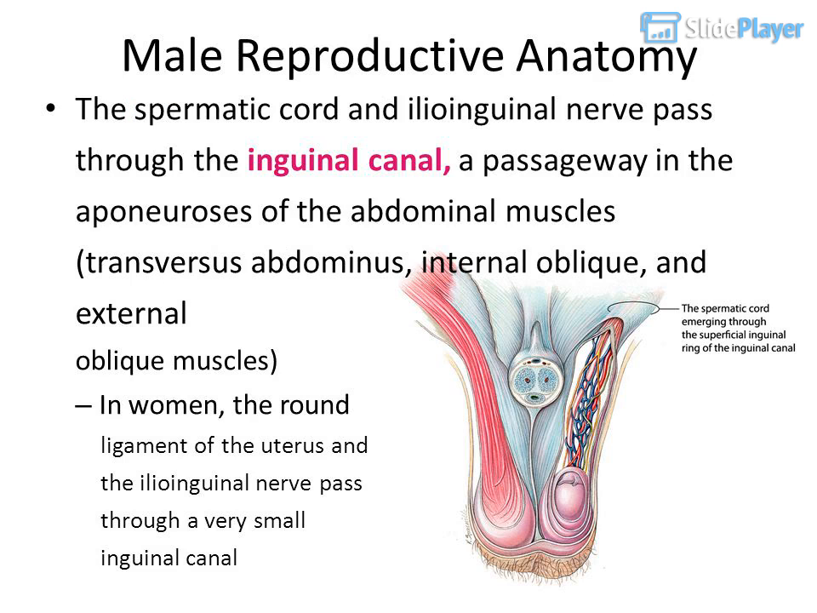Male reproductive anatomy. The spermatic cord and ilioinguinal nerve pass through the inguinal canal, a passageway in the aponeuroses of the abdominal muscles, transversus abdominis, internal oblique, and external oblique muscles. In women, the round ligament of the uterus and the ilioinguinal nerve pass through a very small inguinal canal.